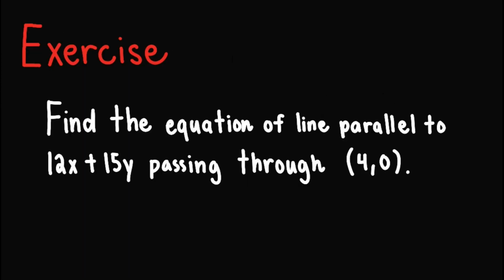As an exercise, you may like to work on this example. In here, we are tasked to find the equation of the line parallel to 12x plus 15y. Oops, there should be an equal 0 out here. Equal 0, passing through the point (4, 0). To answer this, you simply follow the same process as in the second example. And take note that our goal is to find an equation.